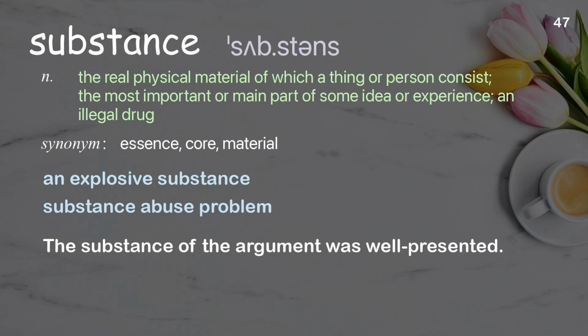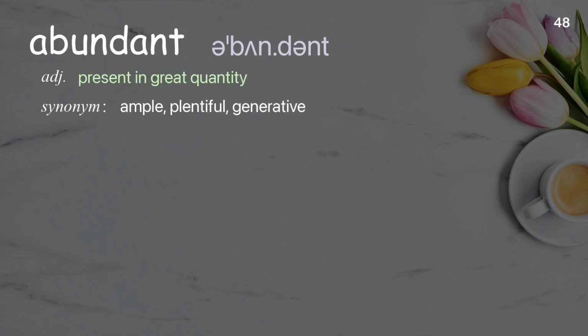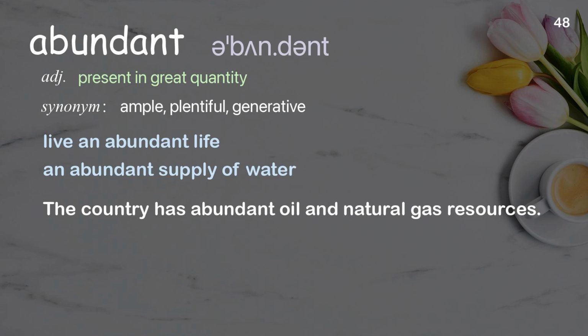Abundant. Present in great quantity. Examples: Live an abundant life. An abundant supply of water. The country has abundant oil and natural gas resources.